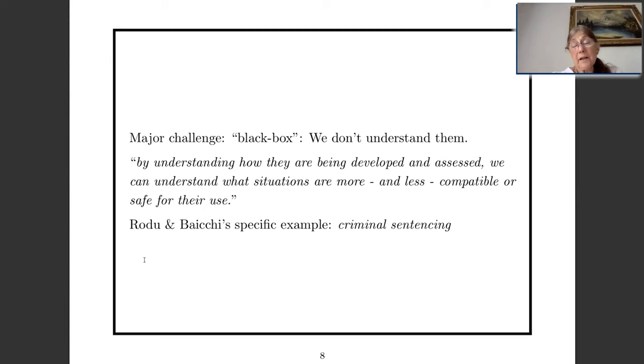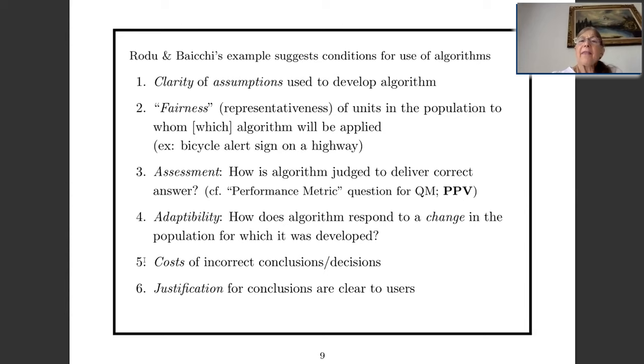In considering that, they suggest these conditions for when algorithms may be appropriate to be used. Some of these, by the way, were echoed by Henry Swofford, and I believe Hal also mentioned this in his talk. First, a clarity of the assumptions used to develop the algorithm. So we saw that in the chat box, is the distribution assumed to be Gaussian, for example. That's an example of the need to be clear about the assumptions. Second, fairness, representativeness of the units in the population to whom the algorithm will be applied. Alicia brought up the fact that there's often bias in algorithms, and that can happen, especially when the training set is not representative of the population to which it will be applied.